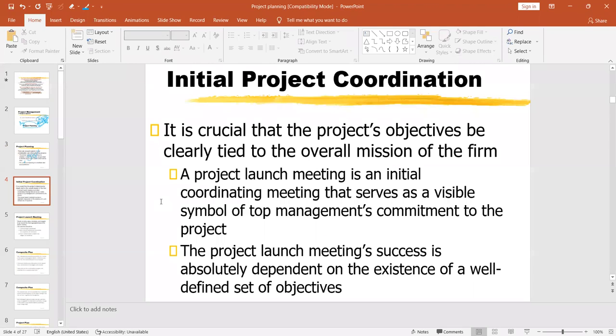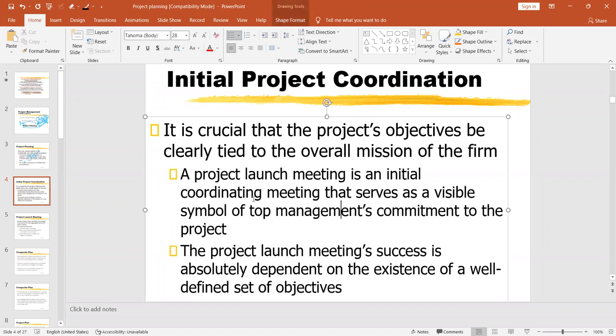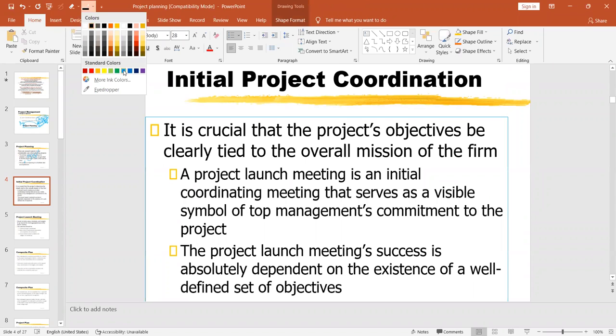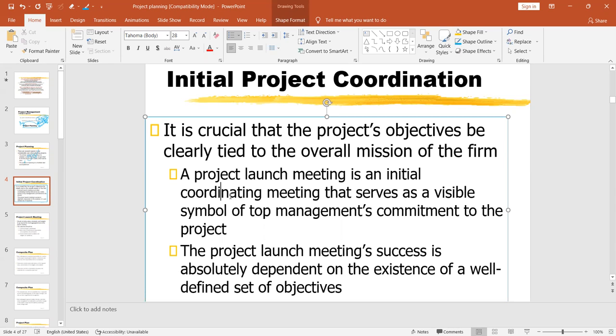So for this, when we are passing the project planning phase, or the initial phase of starting a project, it is crucial, it's really important to have a project launch meeting. Why do you need a project launch meeting? It's one kind of coordination meeting, where you will find all the project related people working together in one place, and then you can discuss with them, train them, guide them, listen to them, and all can share their opinions and experiences, from where you can have a very good start.